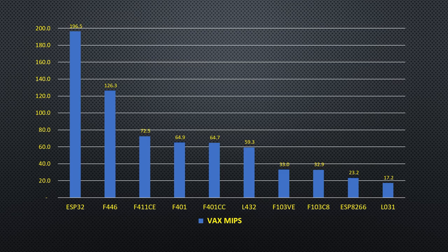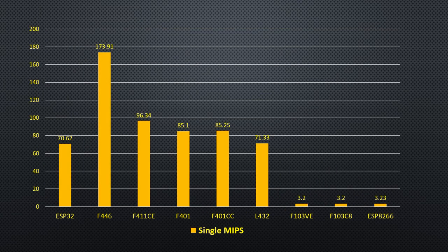But how do they compare if they can use their coprocessors to crunch floating point numbers? The king in single precision definitely is the F446. It is more than 2 times faster than the ESP32.